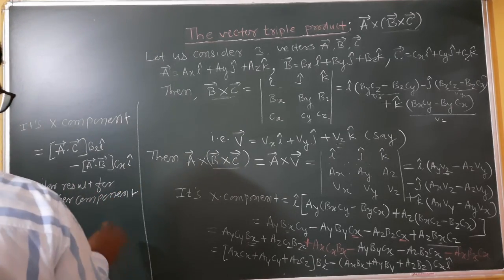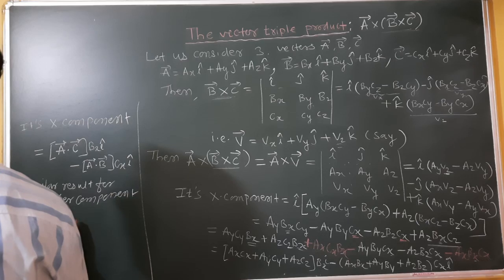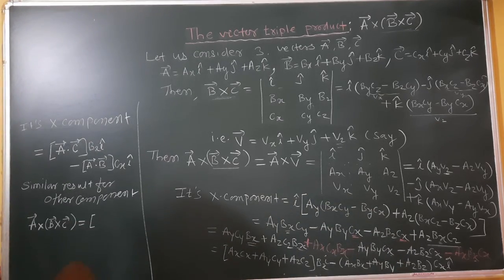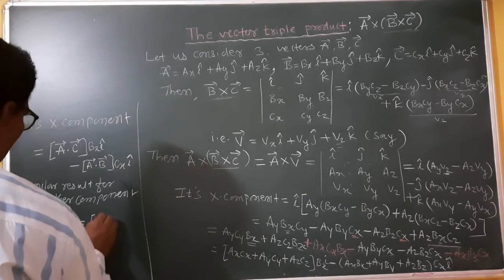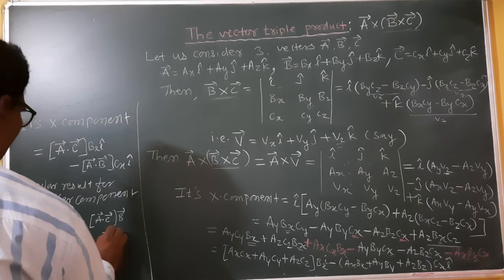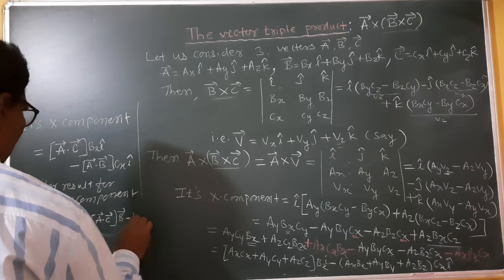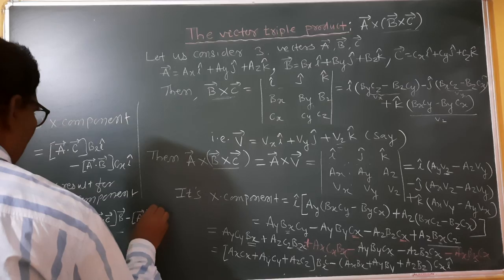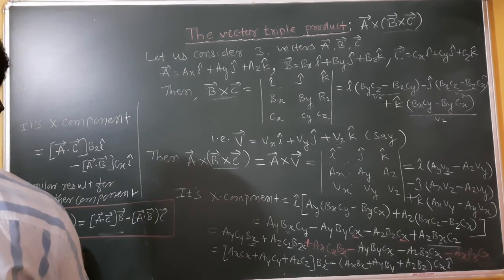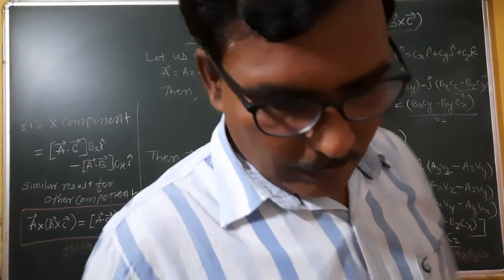So it can be written as A bar cross B bar cross C bar is equal to A bar dot C bar into B bar minus A bar dot B bar into C bar, hence proved. This is the property we have for the vector triple product of vectors.